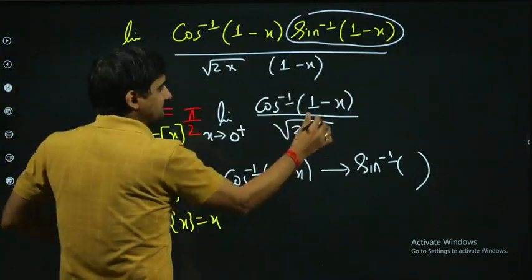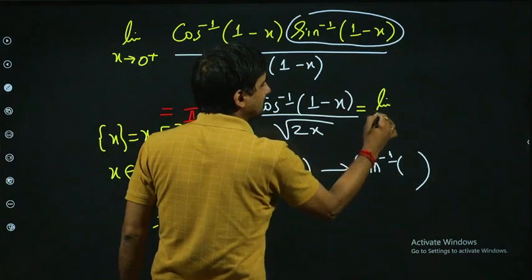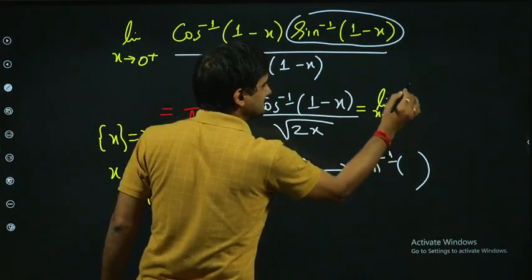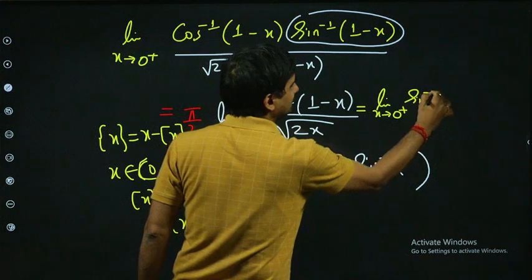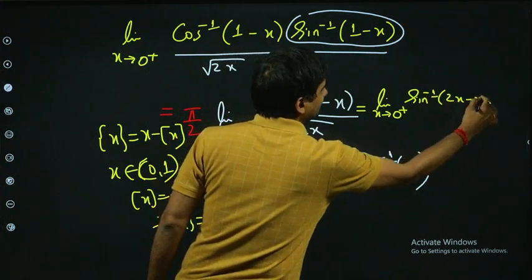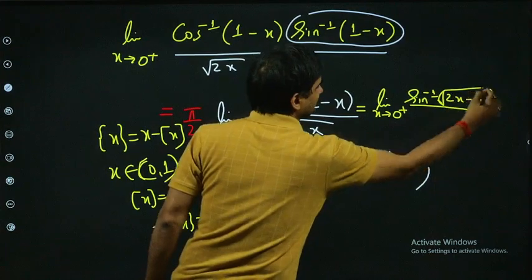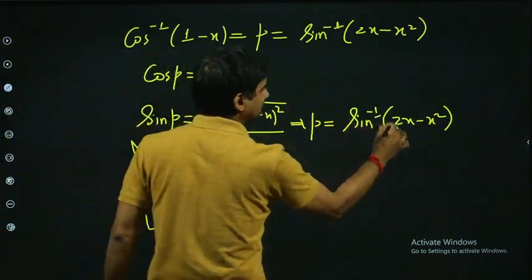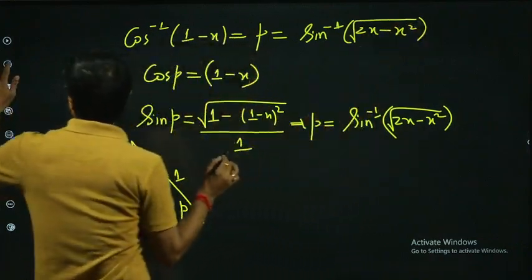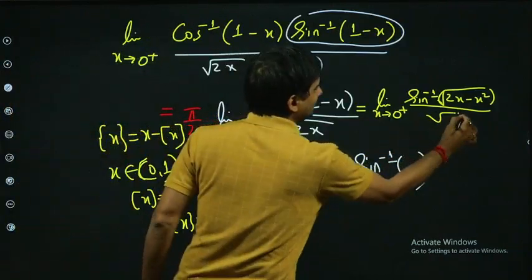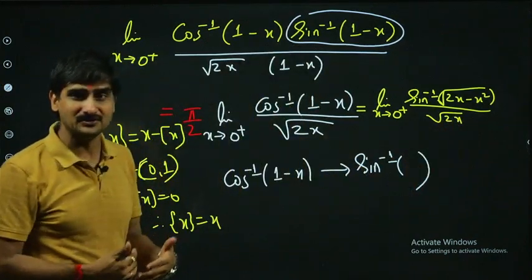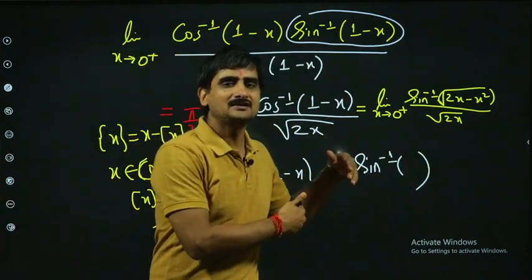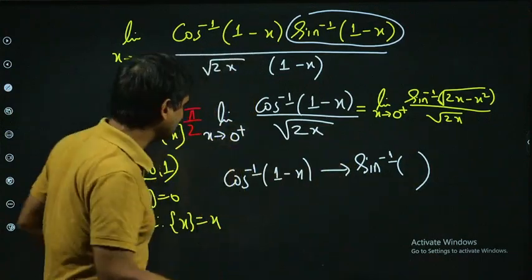So it is simply, I can write here limit as x approaches 0 from the right side, and this is nothing but sine inverse of root of 2x minus x square over root 2x. Did I mention it there? Yeah, I forgot here also, I'm sorry, children. So yes, it's root, and this is upon root 2x. Now see, why did I do it? Because again, I will be applying the identity sine inverse t by t where t approaches 0.